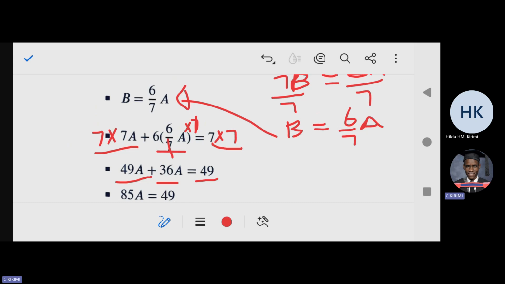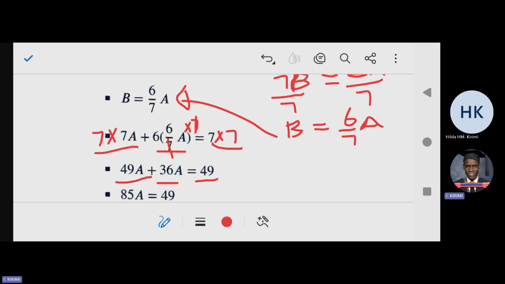So they got rid of the fractions by multiplying by that denominator on all the terms. You don't multiply only there, you multiply on each and every term because there is a plus here. There is a plus. So you multiply each term by 7. So we got 49a plus 36a, 85a.